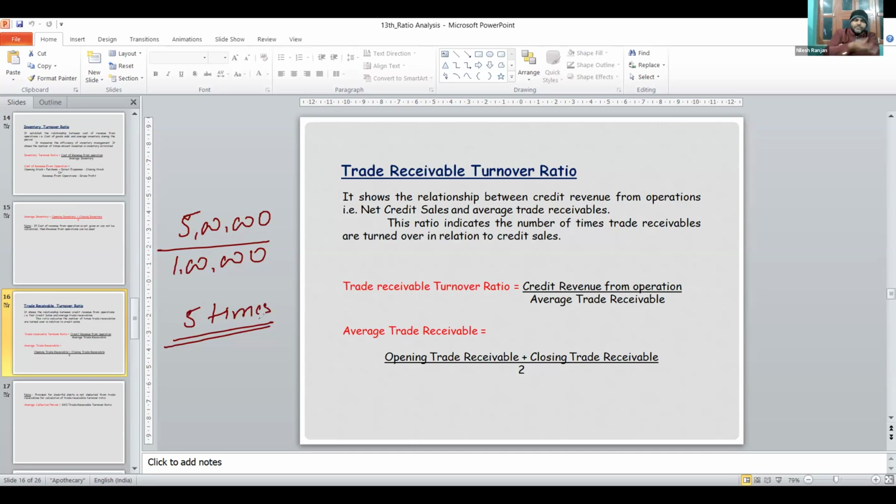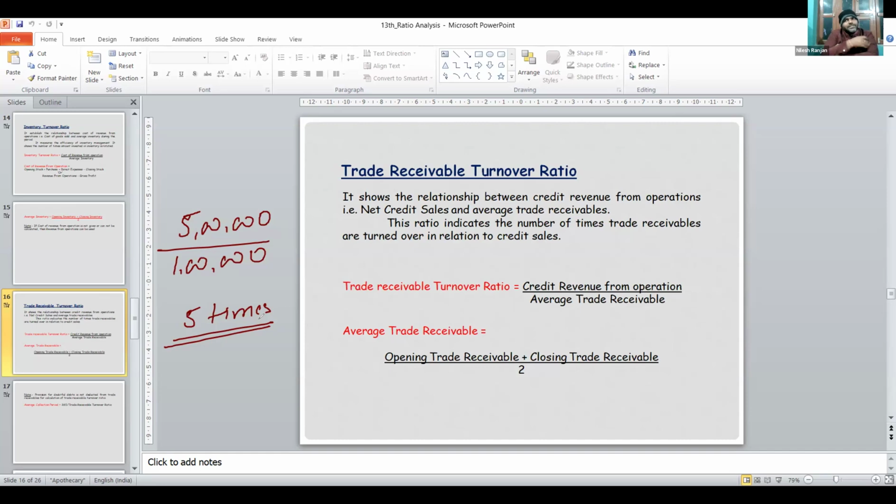Now, if the sale is higher and the average trade receivable is lower, it means we are frequently receiving money from the debtors. That is good. But if it is higher, let's say we are selling 5 lakh and 2 lakh 50,000 is still not received, so the average trade receivable is 2,50,000. In that case, that is not an ideal situation, not a good situation.